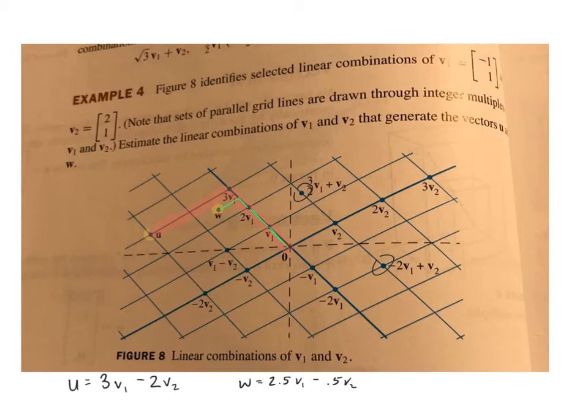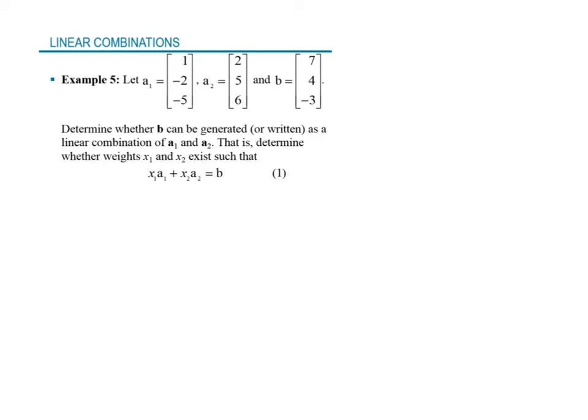In our example here, we're given two different a vectors, a1 and a2, and then a b vector. It says determine whether b can be generated as a linear combination of a1 and a2. Can I build the b vector using the a vectors? Can it be done? What that means is determine whether weights x1 and x2 exist. Do these two weights exist such that x1 times a1 plus x2 times a2 generates my b vector? That's what we are going to figure out in this example.